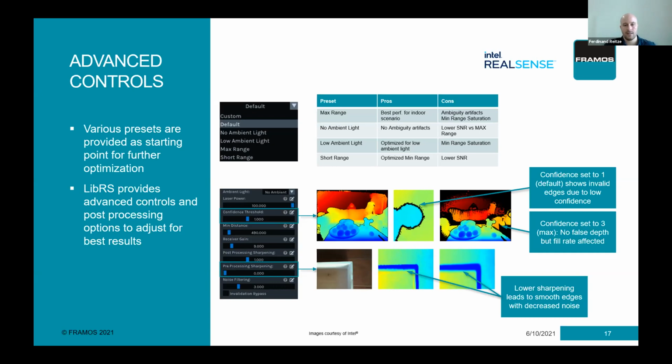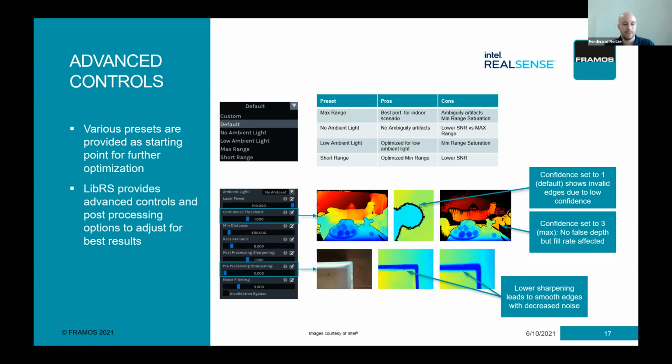If you set the confidence to maximum, then only values with a very high confidence are transmitted. And as you can see of the same scene, it reduces drastically the fill rate. But for the information that is received back, the depth values, the system has a very high confidence, so it's the most reliable depth map in terms of accuracy.